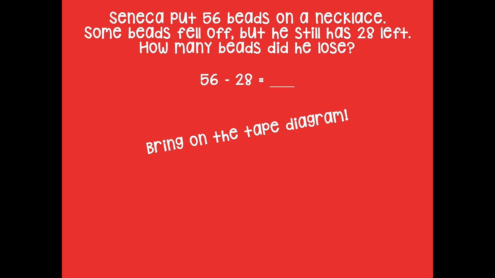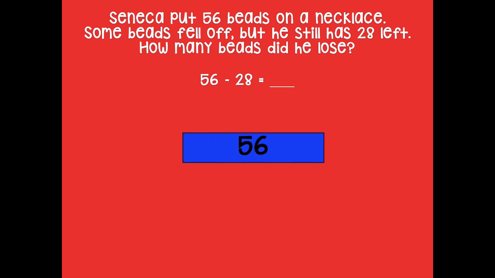All right, friends, bring on the tape diagram. Okay, so here we have our tape diagram. We are doing 56 minus 28, and here's our unknown, right? So again, you want to use your tape diagram along with another strategy. Sometimes a tape diagram is really a good strategy just to model your thinking with, to know that you are subtracting, right? Because if we have our whole, which is 56, and we're missing one of the parts, that means we need to subtract, okay?